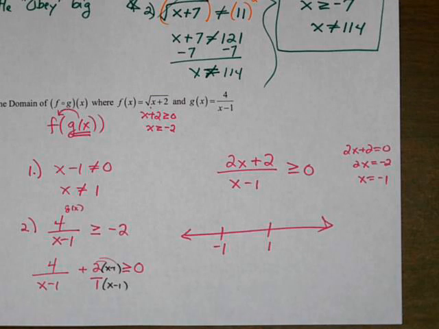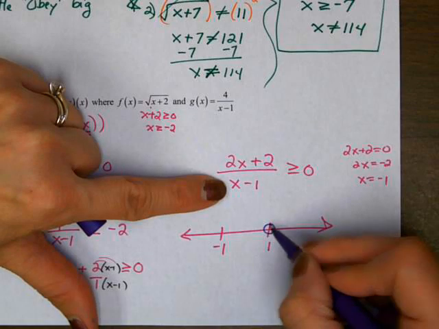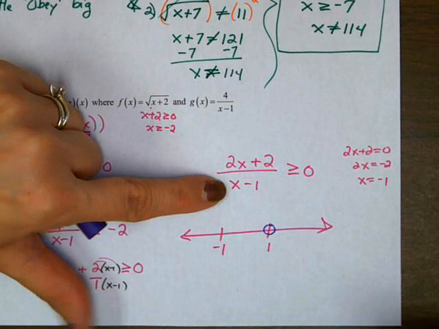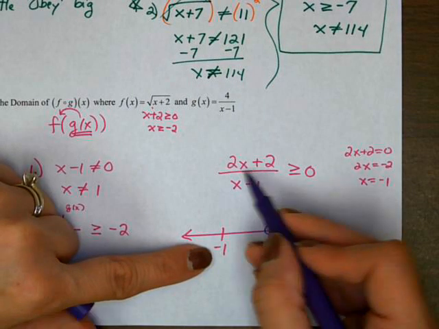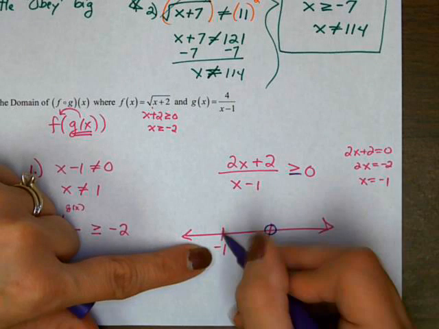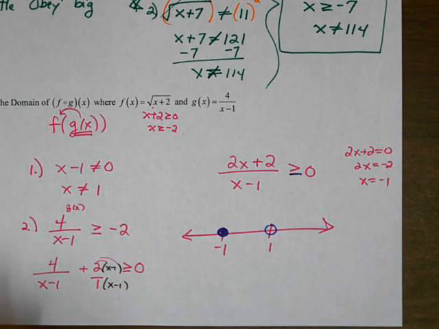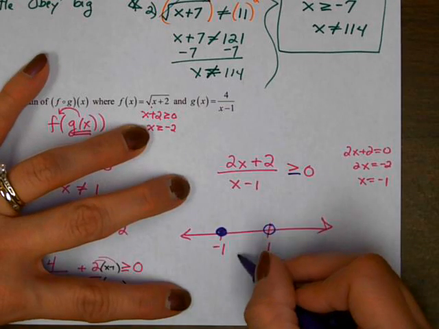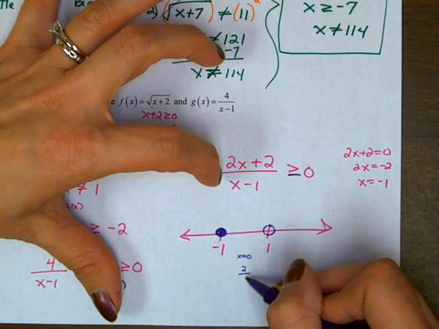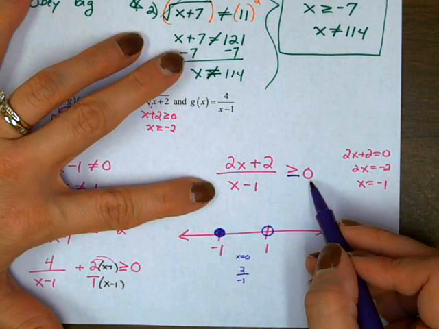Let's talk about the bubbles. Is the bubble at 1 going to be open or closed? The answer is open because it comes from the denominator. How about negative 1? It came from the numerator, so it's going to be closed because of that sign. Then we're going to go ahead and test the sections. Let's test x equals 0. 0 plus 2 is 2, divided by negative 1. Is that answer positive? Nope.